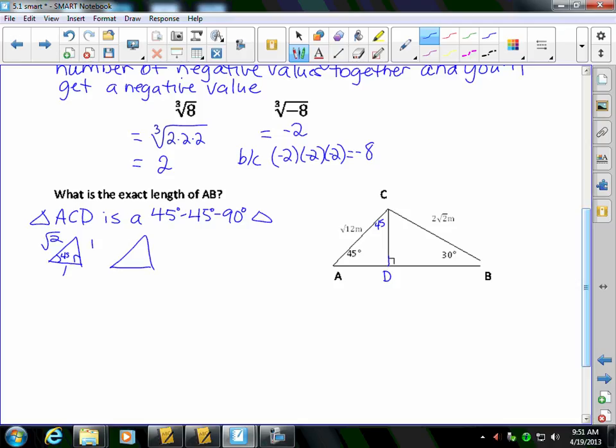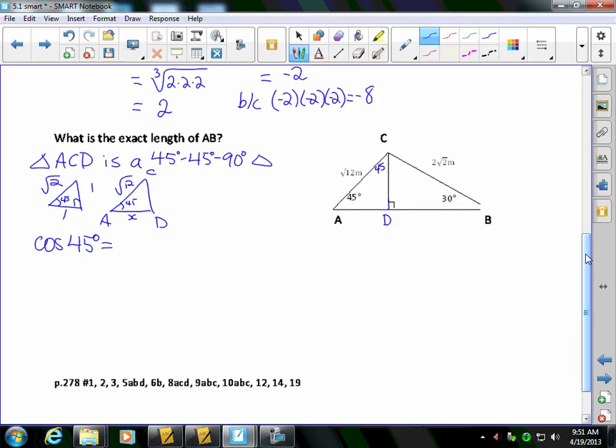So what I have here for this triangle ADC, I know this is square root of 12, and I know that this is 45. What I want to find is this little length here, this little AD length, because we're going to put the two together. I want you to know how to do it this way, because sometimes you won't be able to use the cosine law. So you need to know how to use this. So cosine of 45 degrees, cosine is adjacent over hypotenuse. So that's x over square root 12.